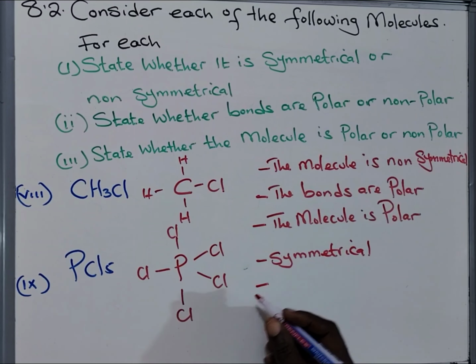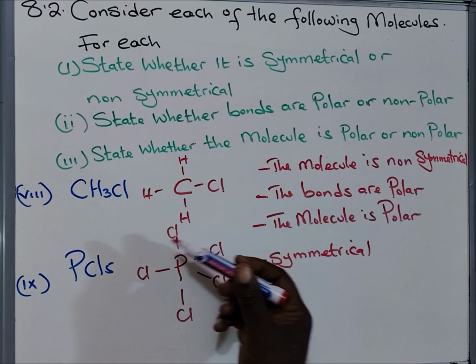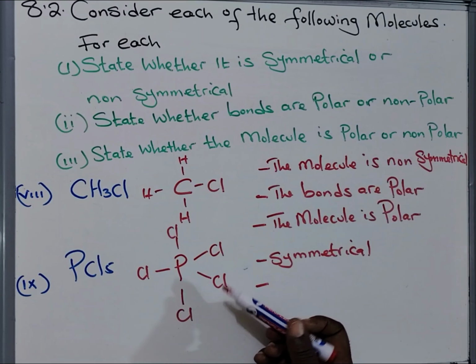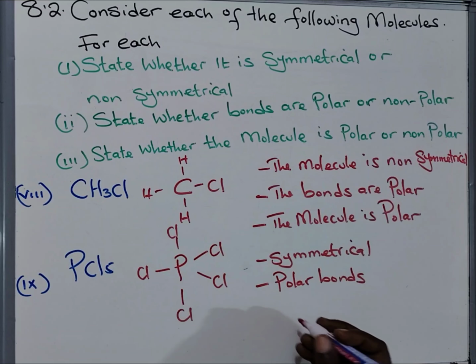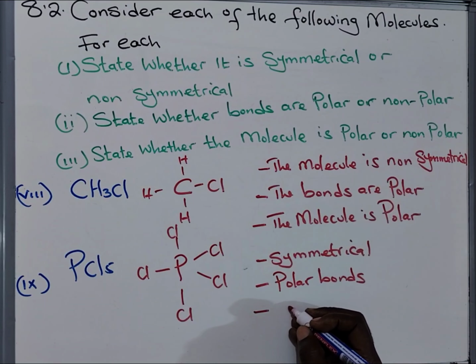How about the bonds? All the bonds are polar. Phosphorus has different electronegativity from chlorine. So, polar bonds. Now, the moment the molecule is symmetrical, it doesn't matter whether you have polar or non-polar bonds. The molecule will be non-polar. So, non-polar molecule.